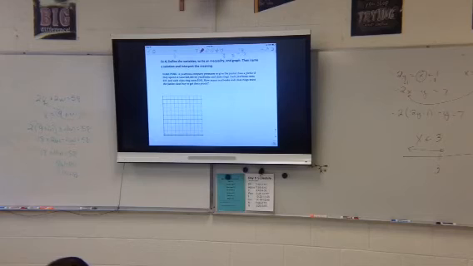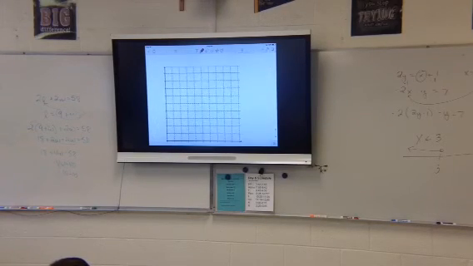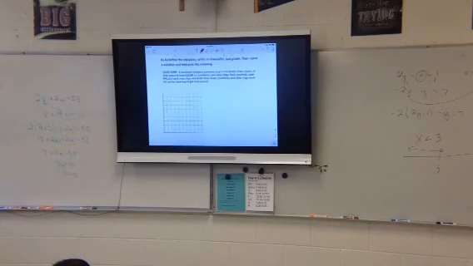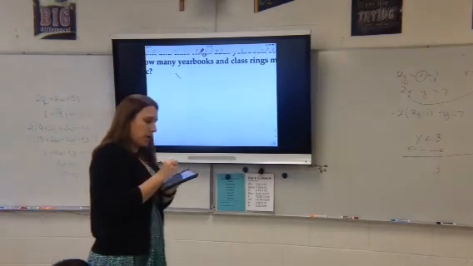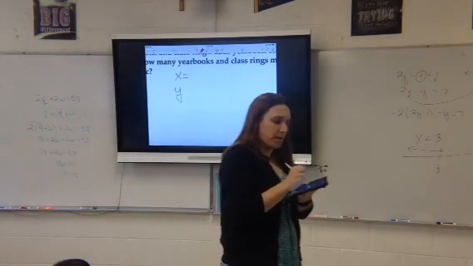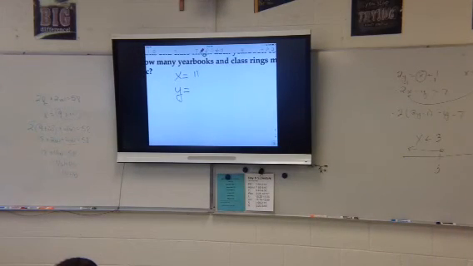Now, you can use any letter you want for that. I'm going to go ahead and use X and Y only because I see that I'm going to have to graph it, and it makes it easier if we've got X's and Y's right off the get-go. Okay? So if you don't want to do that, that's fine. But in this case, I'm going to go ahead and put X and Y. That way it's just easier when we go down to graph. Okay? So number of yearbooks. And I'm just going to put YB for yearbooks. And number of class rings. I'm just going to put CR for class rings.